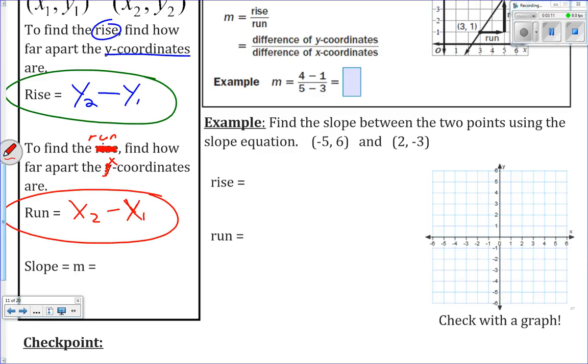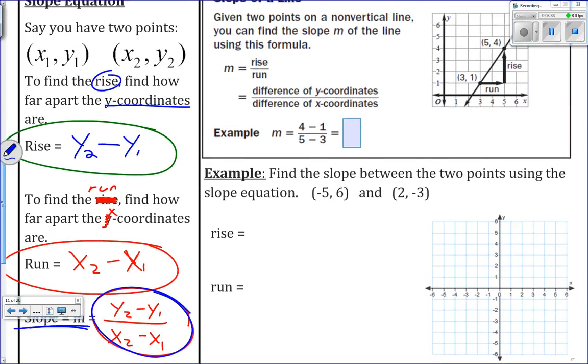So the slope is the rise, or y2 minus y1, over the run, x2 minus x1. This is the big idea for today. This is huge right here. That needs to be in your notes. Slope, or m, equals y2 minus y1 over x2 minus x1. Make sure that's in your notes.